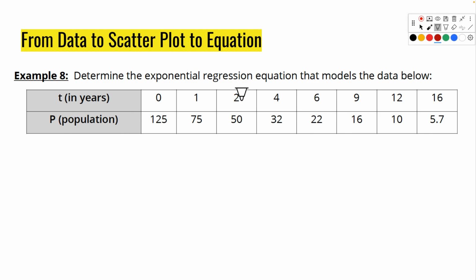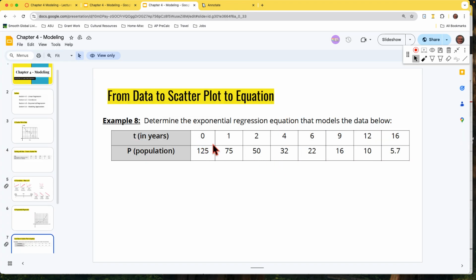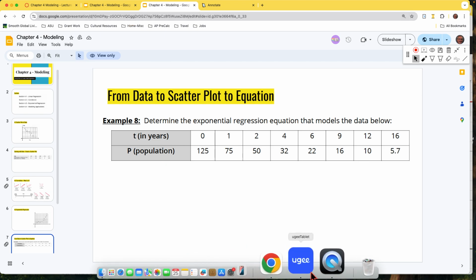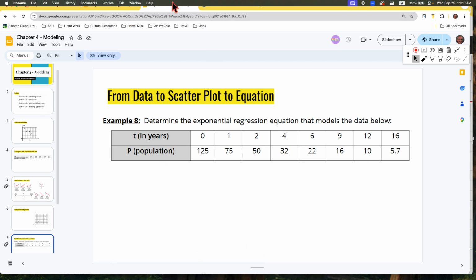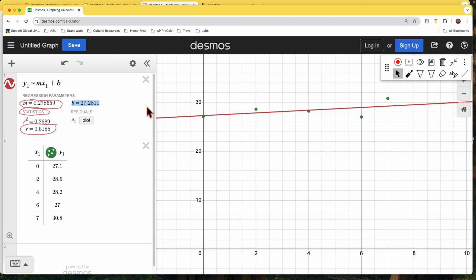We ready? Notice the x values are number of years. It's not date years, but it's 0, 1, 2, 3, 4, 5, 6, all the way to 16. So where's my Desmos? Bring that back. What I'm going to show you, let me clear these out.